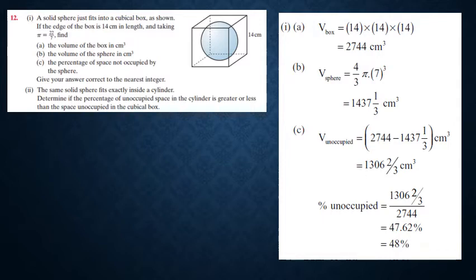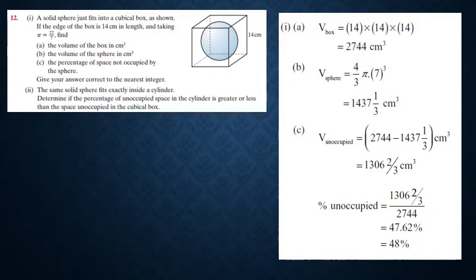Okay. For part B, the volume of the sphere. So you're going to write down your volume for the sphere, and because the length of the square is 14, half of that will give us the radius of 7 centimeters. So subbing it into your volume of the sphere's formula, you get 4/3 pi 7 cubed. They want us to use 22/7 as pi in this question. And when you use that, you'll get 1,437 1/3 centimeters cubed. So for part C, to find the percentage of space not occupied by the sphere, you subtract the occupied space away from the total space to give 1,306 2/3 centimeters cubed.